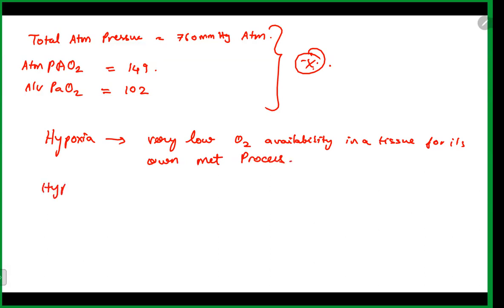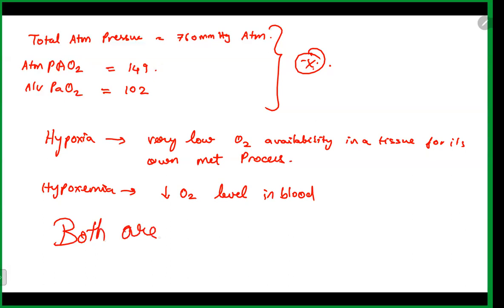And what is hypoxemia? Hypoxemia means a decrease in the oxygen level in blood. So a decreased level of oxygen in the blood is called hypoxemia. Hypoxia means very low oxygen availability in a tissue for its own metabolic process. Both are not the same. That is what I want you all to remember.